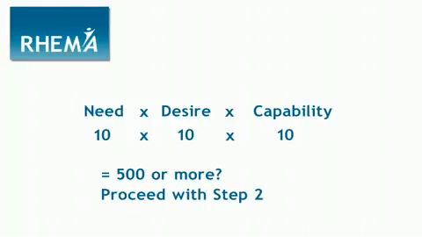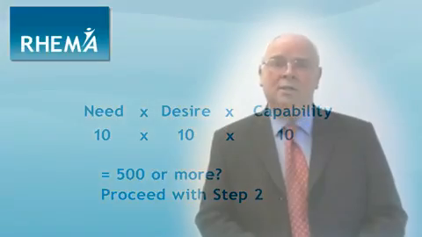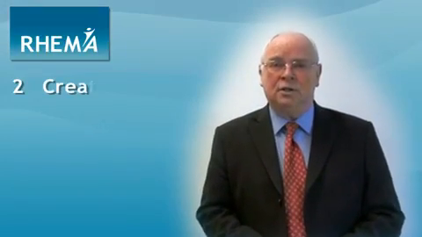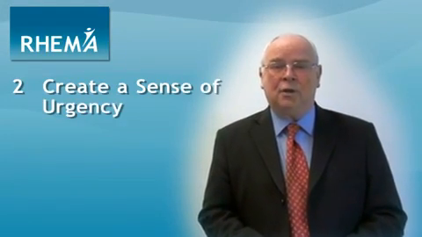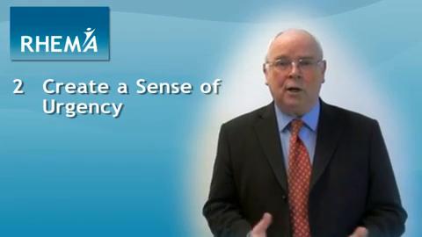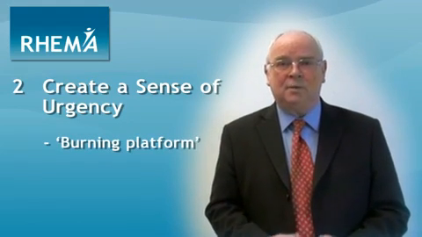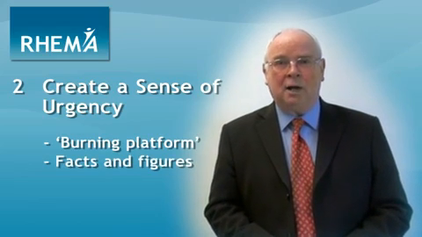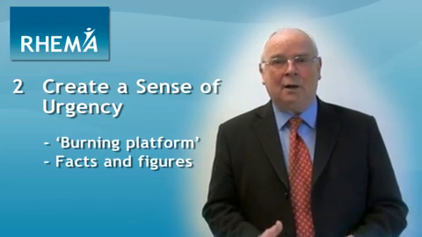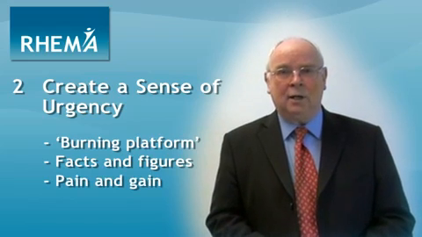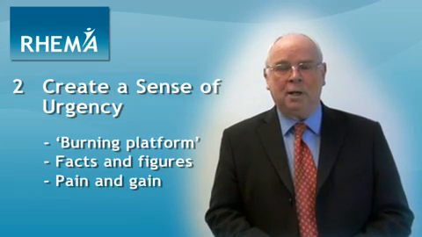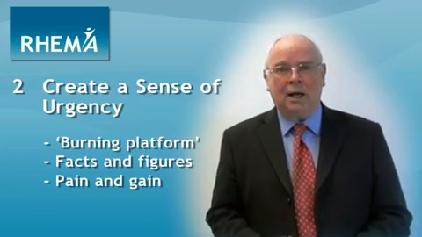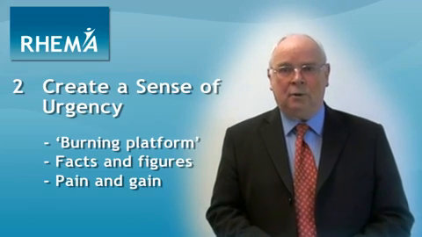Assuming the score is over 500, therefore, step number 2 is you need to create a sense of urgency in the organisation about the change that you're planning. You need to create a burning platform. You need to spell out the facts and the figures that are causing you to have concern about the future. You need to spell out the level of pain or gain that needs to be addressed in order to get people's attention. Create a sense of urgency is step number 2.